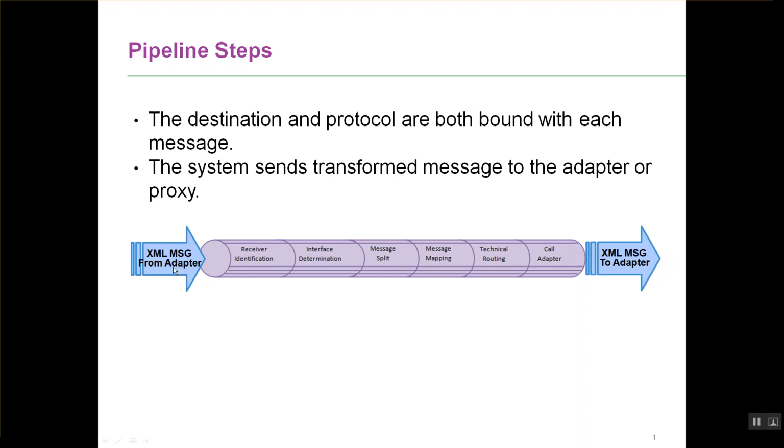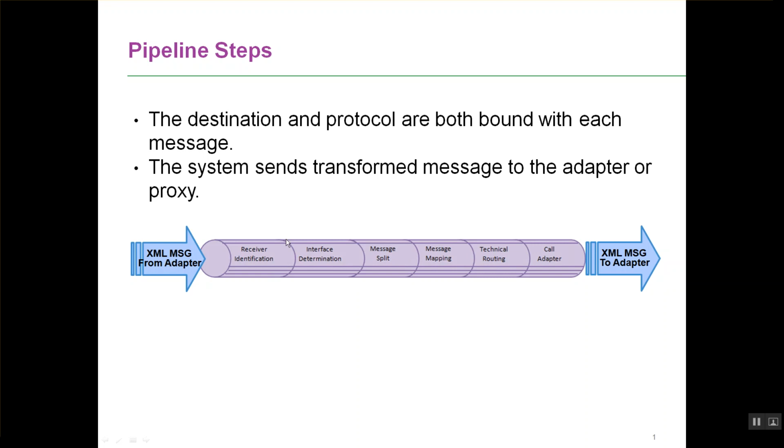Okay. So the file adapter picks up the file and then passes on to the next pipeline step, that is the receiver identification step. The receiver identification step, as the name implies, is to identify who the recipient of this message is. How is this information derived? Using the receiver determination object. The receiver determination object will help identify who the receiver is, and in the pipeline execution, this step is called the receiver identification.